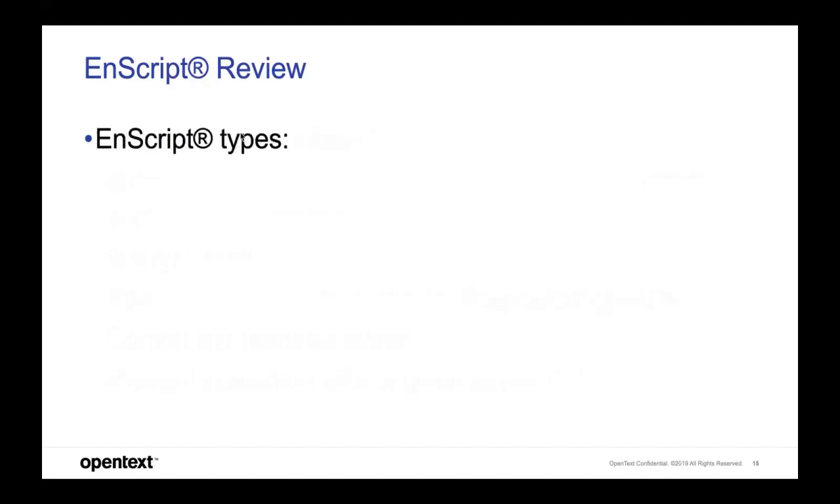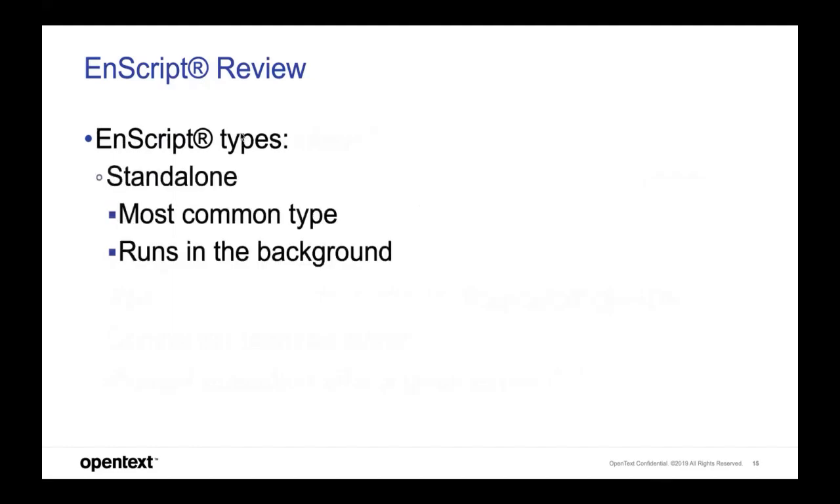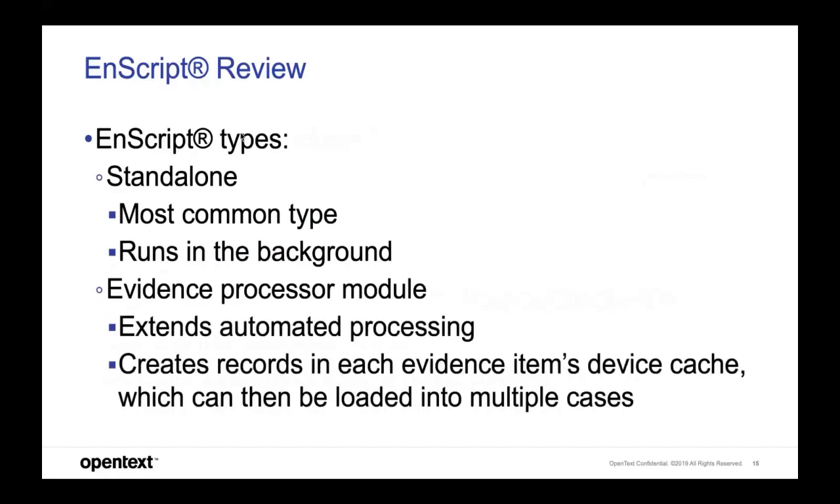So what types of EnScripts are there? Well, what I refer to as standalone scripts are the most common type. EnCase runs these scripts in the background thread, making sure they don't interfere with anything running in the foreground. Another type of EnScript is the evidence processor module. It extends automated processing by creating records in each evidence file's device cache. It's worth noting that once processed, an evidence file and its device cache can be added into any number of cases. It does not have to be examined in the cases where it was processed, which enables processing to be done separately.